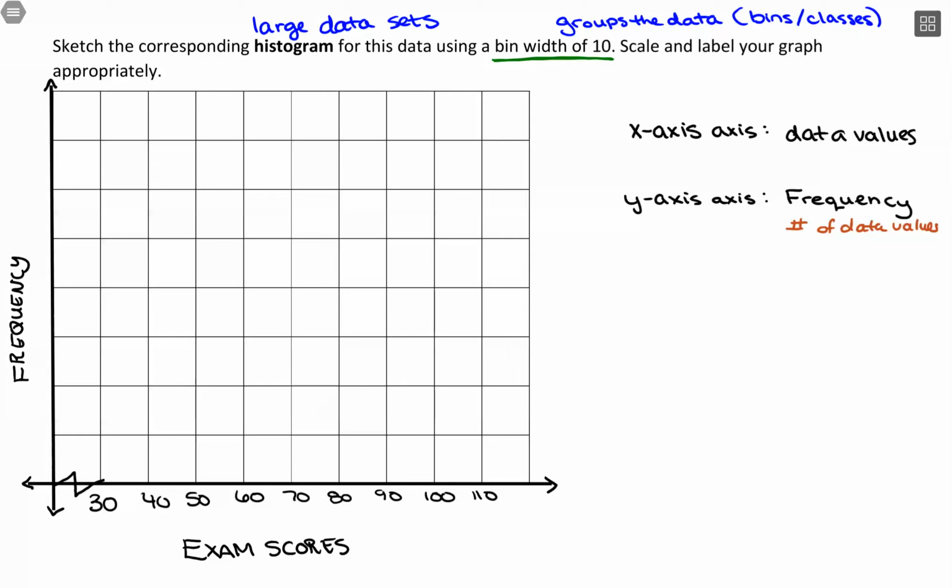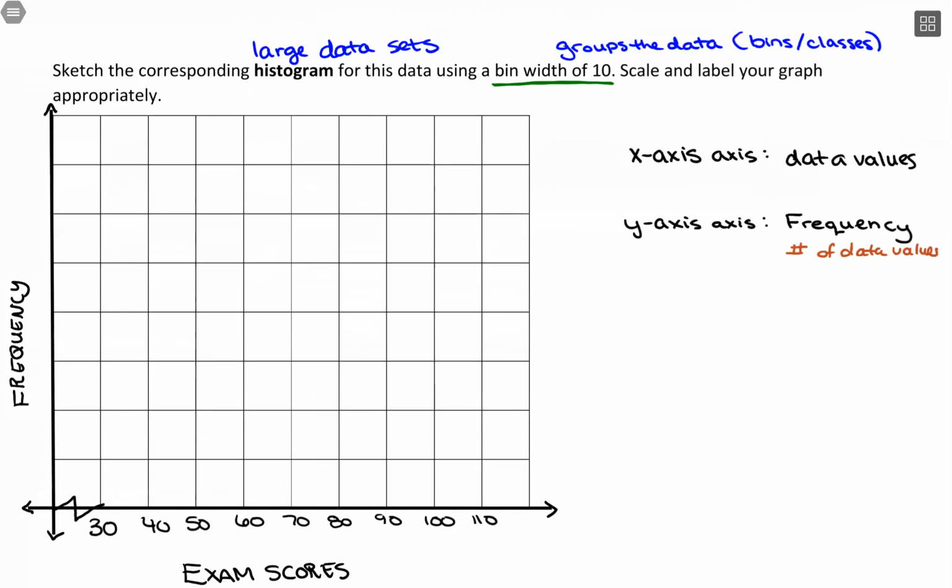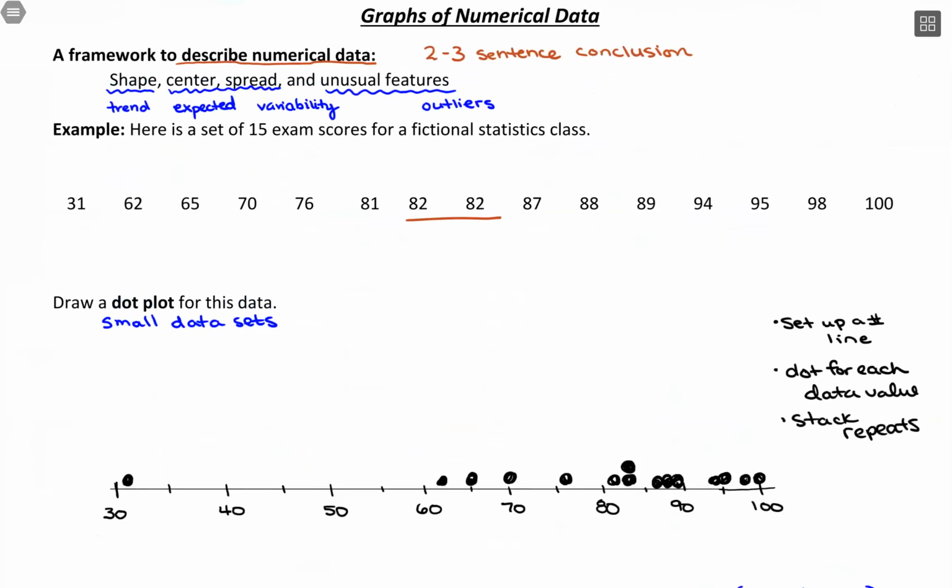Now frequency is going to count the number of data values in the bin. So what we'll have here is a bin for exam scores from 30 to 40, and then we want to draw a bar that goes to a height that matches the number of data values there. So let's go back to our data set.